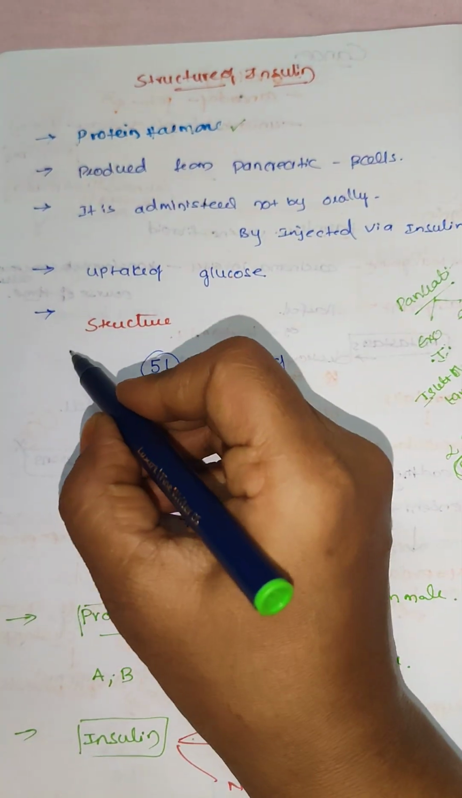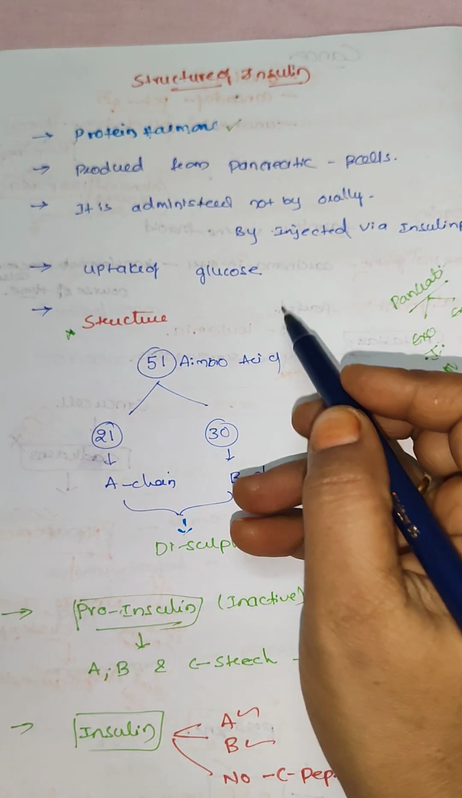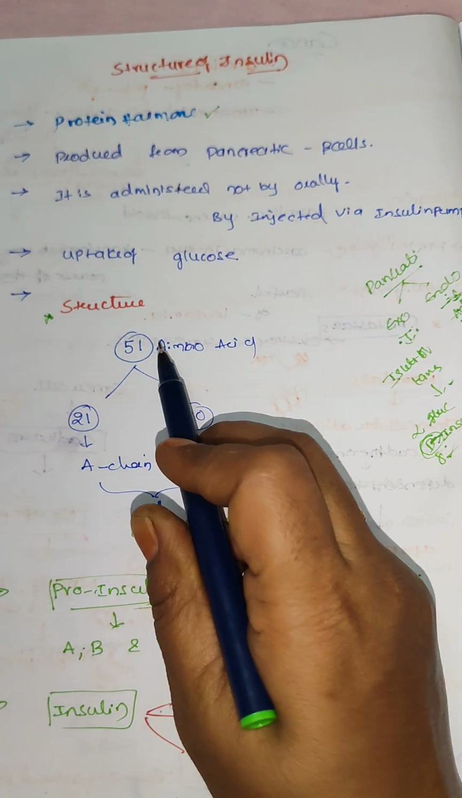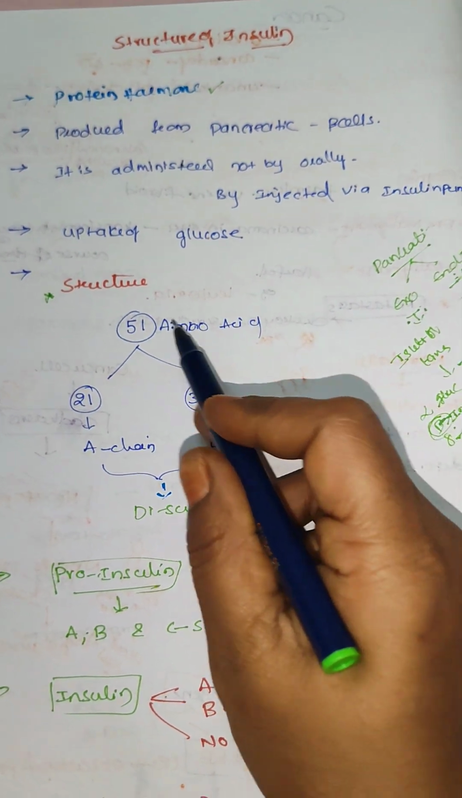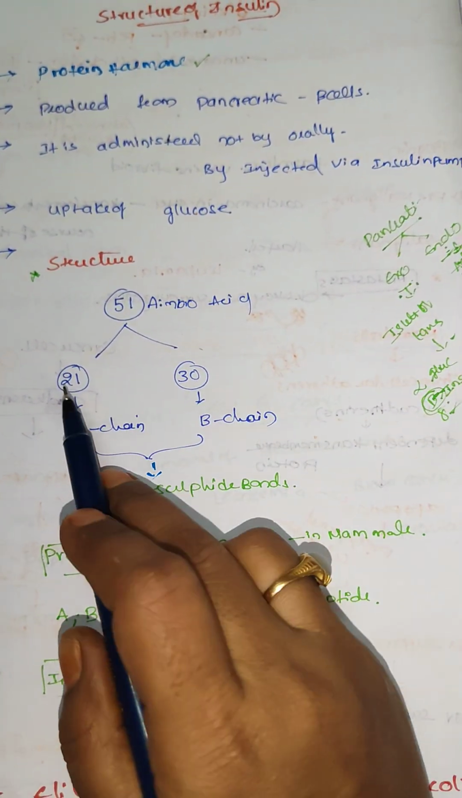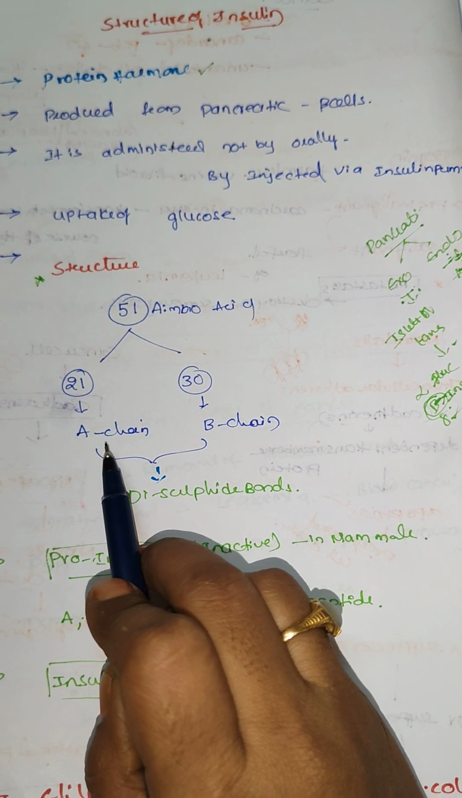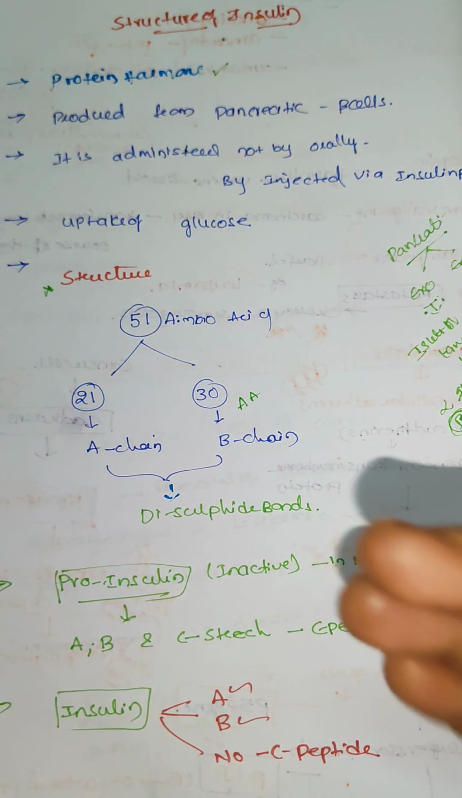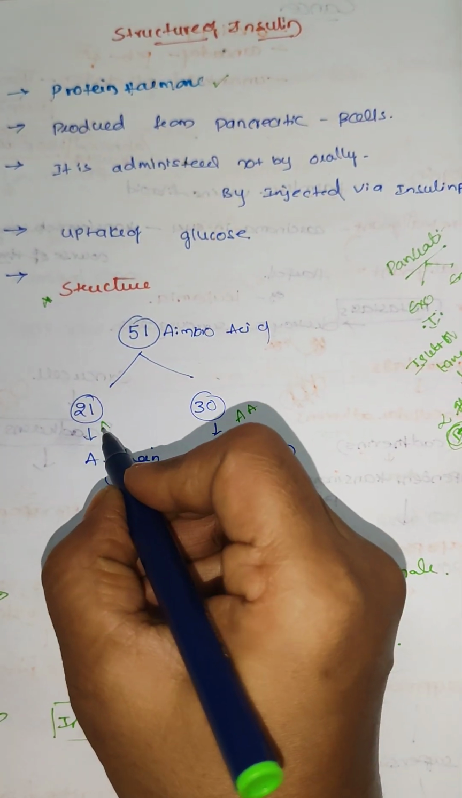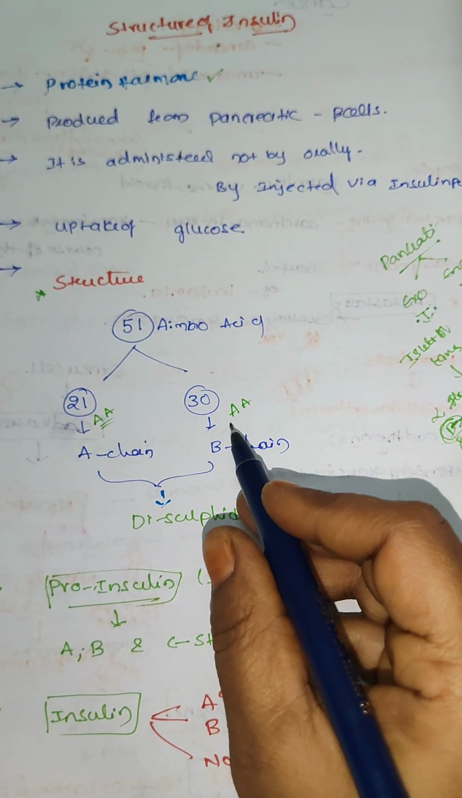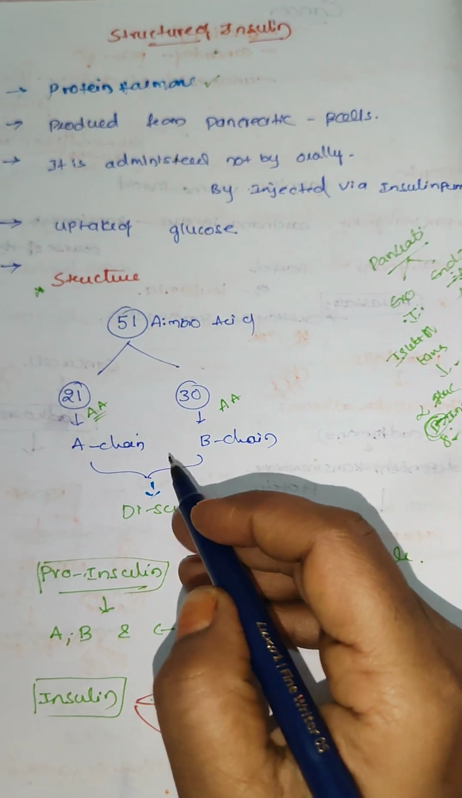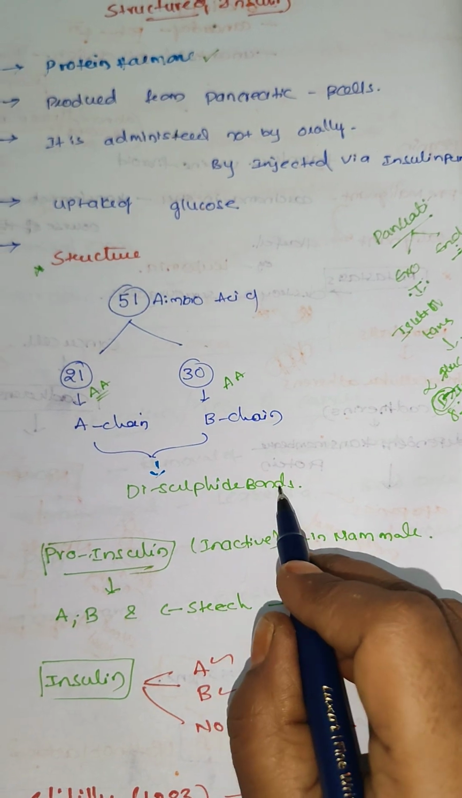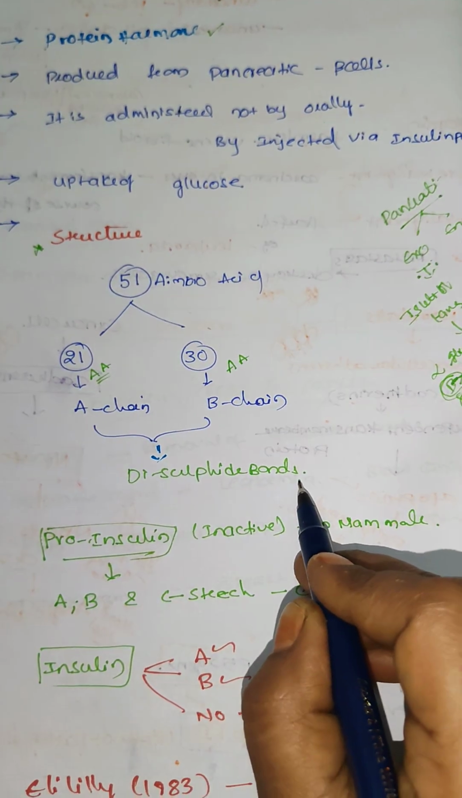So here we have to know the structure of insulin. This is important. It is made up of 51 amino acids. Of those 51 amino acids, the A chain has 21 amino acids. The B chain contains 30. Here A is 21, B is 30 amino acids. These two chains are combined with disulfide bonds.